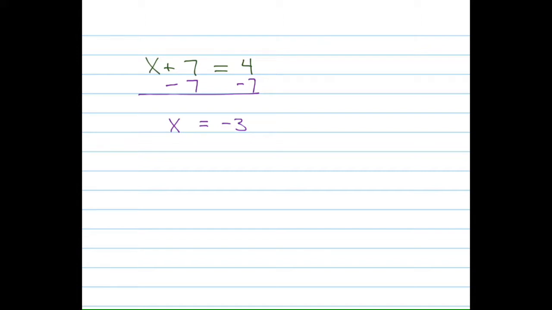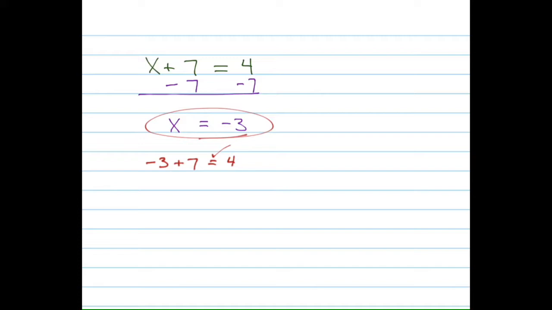The best part about algebra is we can check our answer. Take that negative 3, put it back in for x in the original equation. Does negative 3 plus 7 equal 4? Yes, it checks out, so x does in fact equal negative 3. Everybody good so far?